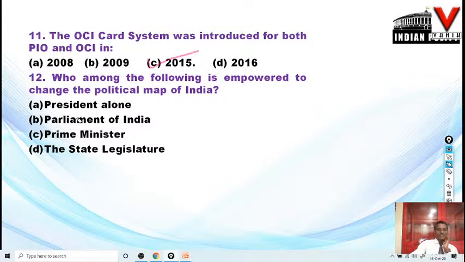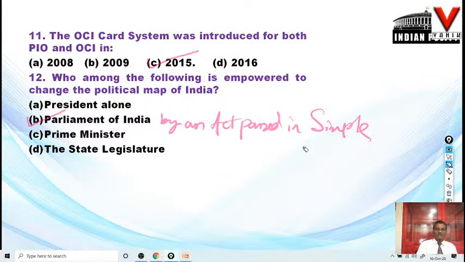Who among the following is empowered to change the political map of India? It is the Parliament of India, by an act passed by simple majority.